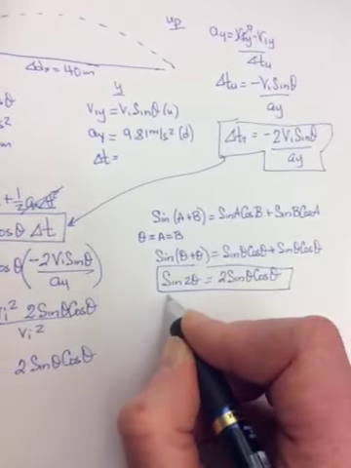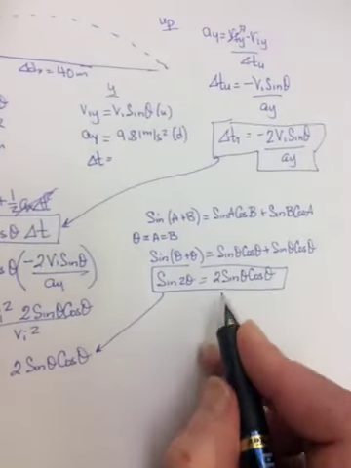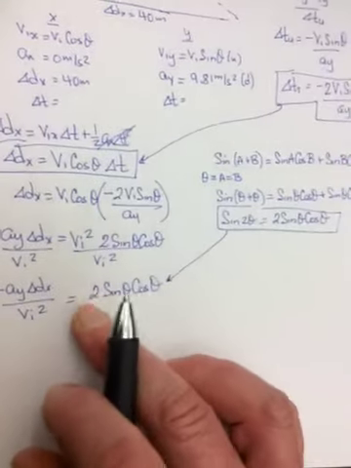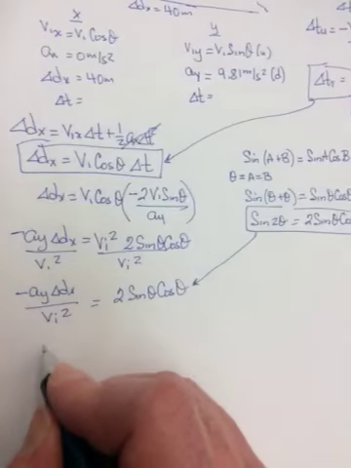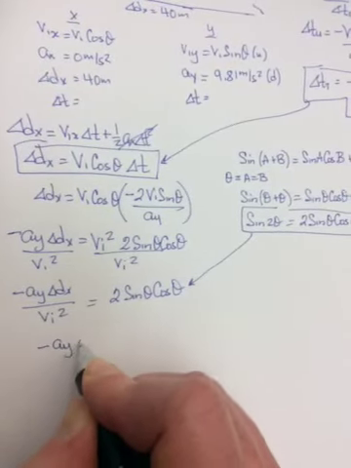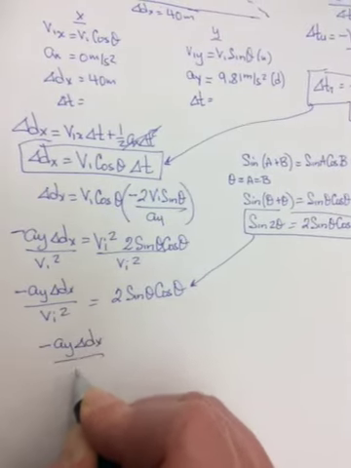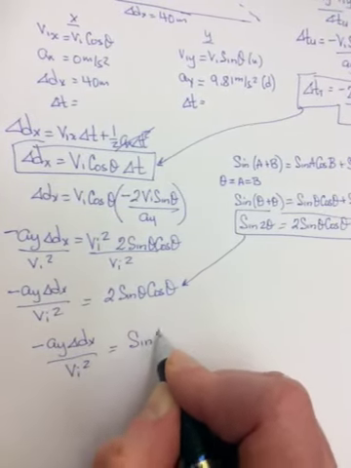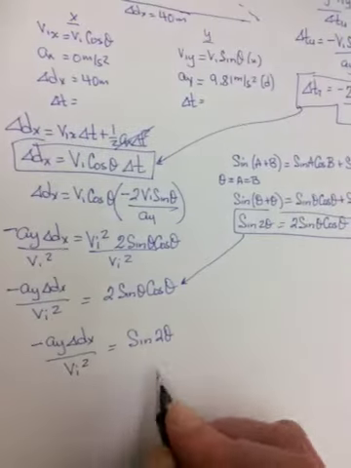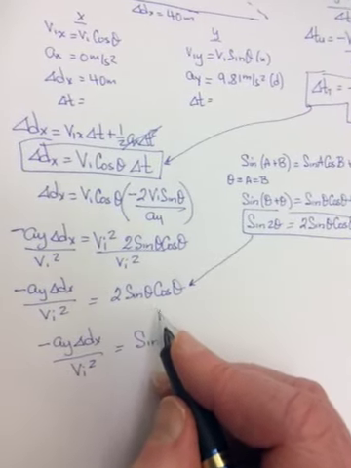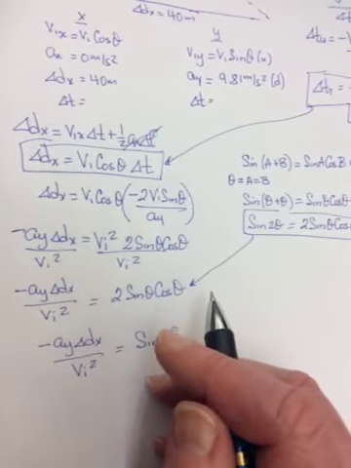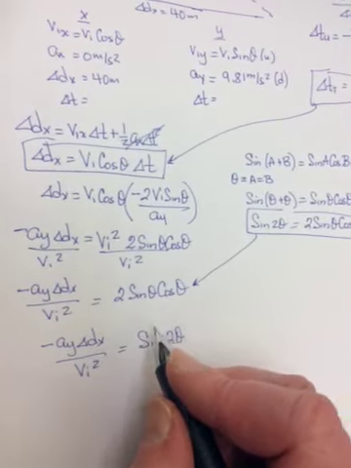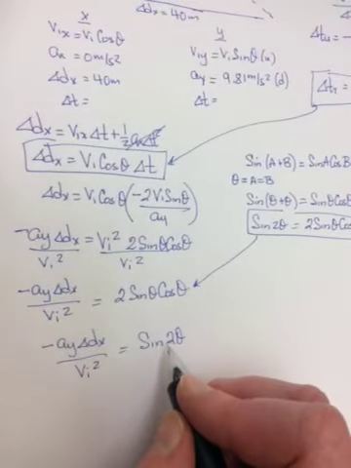We can use this to get rid of our sine theta cos theta. So where the 2, and that's why I left the 2 here, because I knew it was in the identity. So it now becomes negative a_y delta x over v_i squared is equal to sine 2 theta. So when you were learning those trig identities and saying, why do I need to learn these? When am I ever going to use them? The answer is in physics questions, to allow us to solve the physics questions.